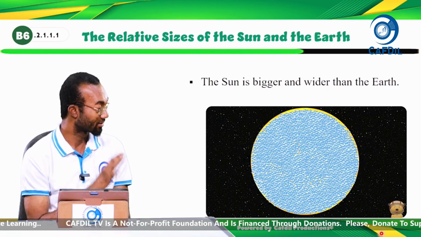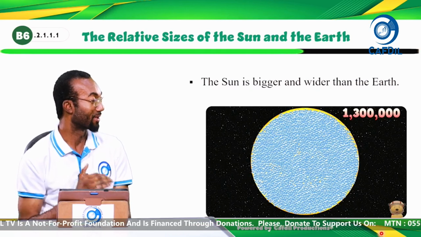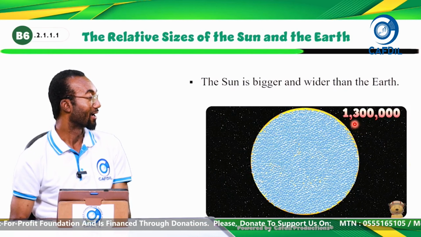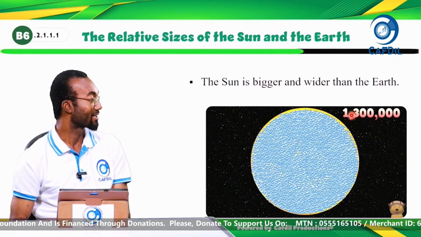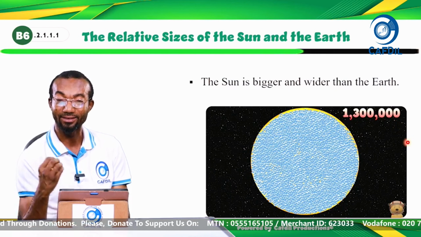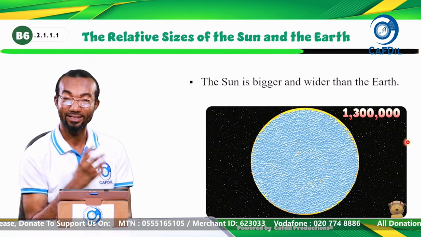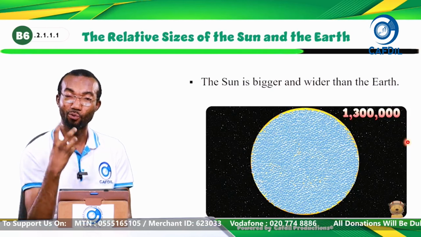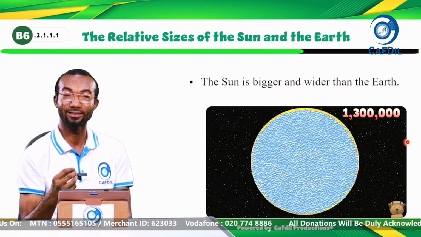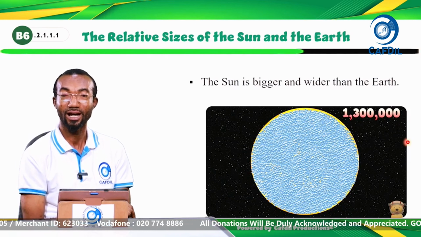So we have filled the sun with the earth to the brim, and now the sun contains 1,300,000 earths inside it. So that is how big the sun is. The sun can take 1,300,000 earth sizes into the sun. So this is how big the sun is.